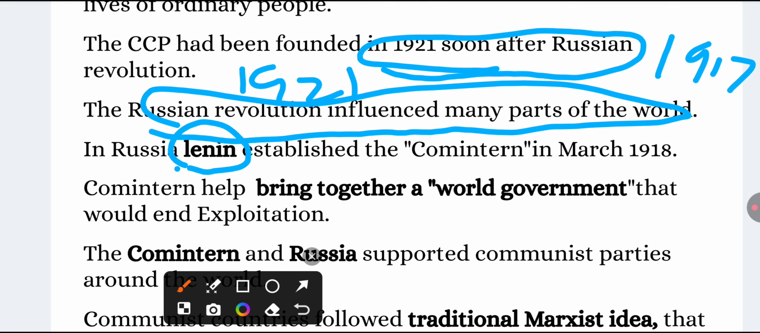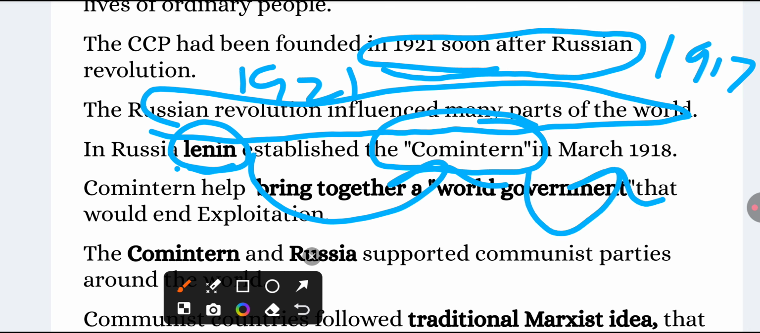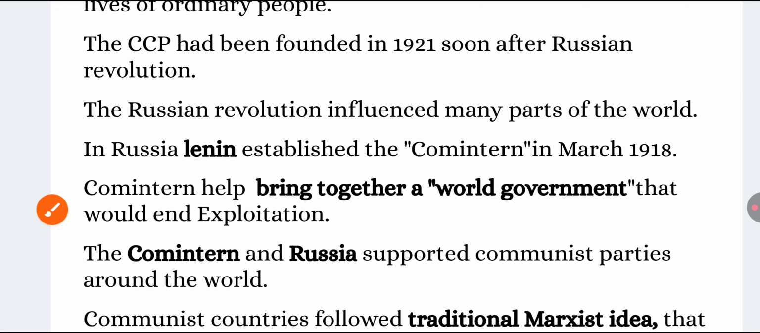And also in Russia, a famous person is there. His name is Lenin. He is the Bolshevik party leader. In Russia, Lenin started the Bolshevik party, and he distributed the land to landless people, and he nationalized the factories and banks. Lenin also established a new international organization. That organization's name is Comintern. The Comintern organization was formed in which year? 1918.